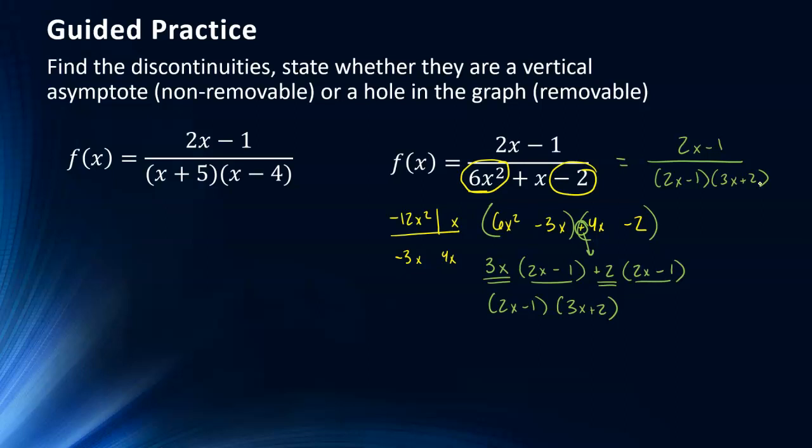All right, so now I want you to pause the video, and I want you to find any particular properties between holes and vertical asymptotes for both these examples. So pause the video and hit play when you're ready to check to see if you got it correct.